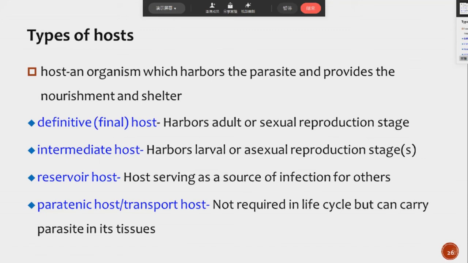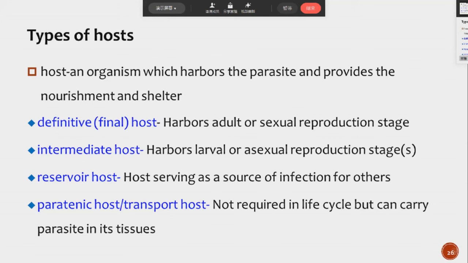Now they are having asexual reproduction, or the larvae will develop into the next stage. They must have development, otherwise we can't call them an intermediate host. They must have development or morphological change. Then we can call them the intermediate host.